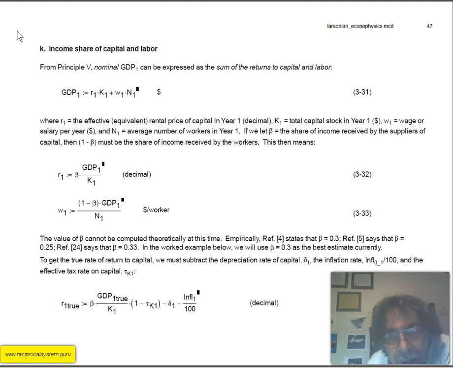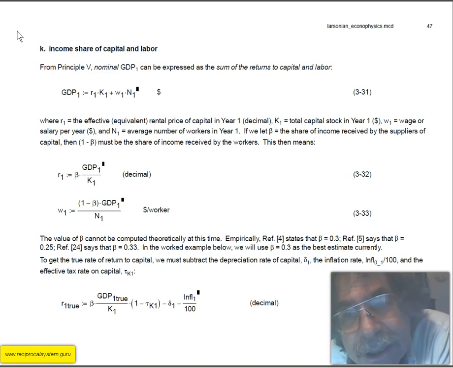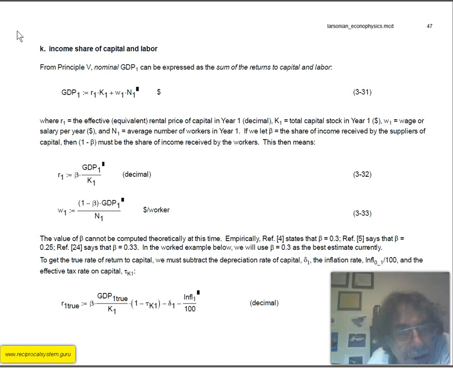From Principle 5, nominal GDP sub 1 can be expressed as the sum of the returns to capital and labor. So GDP sub 1 equals R sub 1 times K sub 1 plus W sub 1 times N sub 1. R sub 1 is the effective or equivalent rental price of capital in year 1. It's a decimal. K sub 1 is total capital stock in year 1 in dollars. W sub 1 equals wage or salary per year in dollars. And N sub 1 equals the average number of workers in year 1.